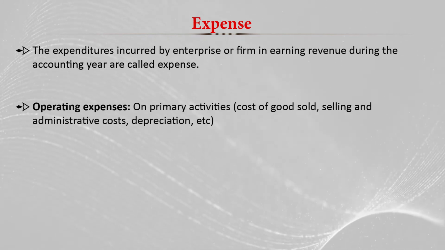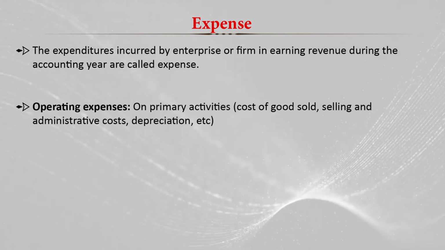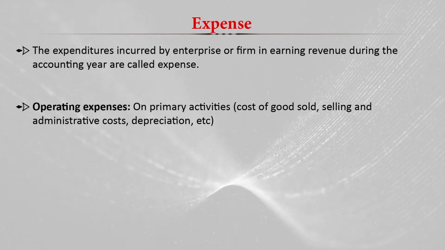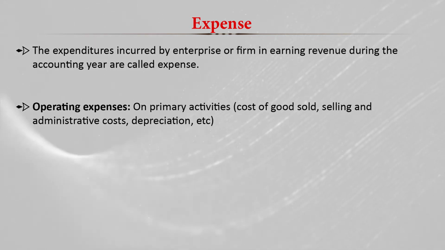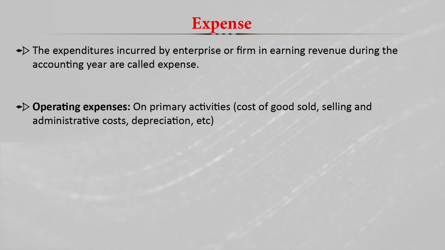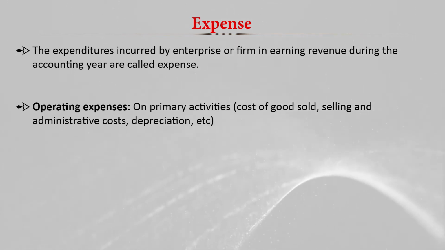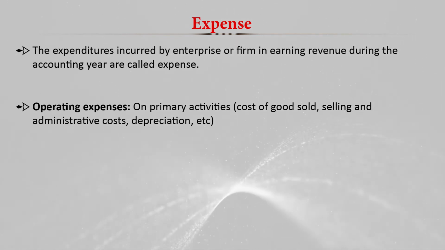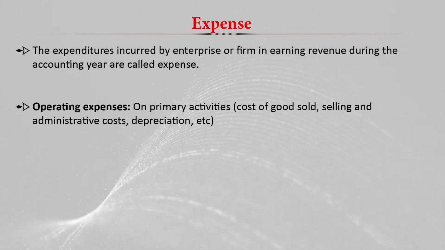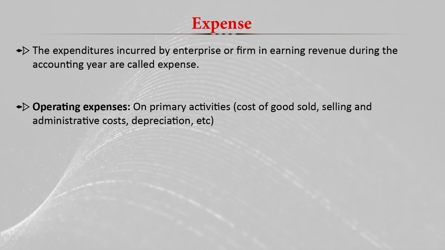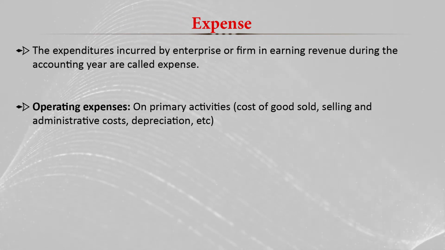Operating expenses are basically the expenses on the primary activity, like the cost of goods sold. If we talk about agricultural products or farm produce, the seed cost, the fertilizer cost, the electricity cost, the labor cost, all types of cost are part of the primary activity for the production. So they form the operating costs.